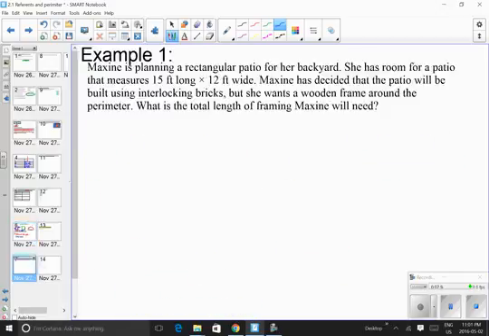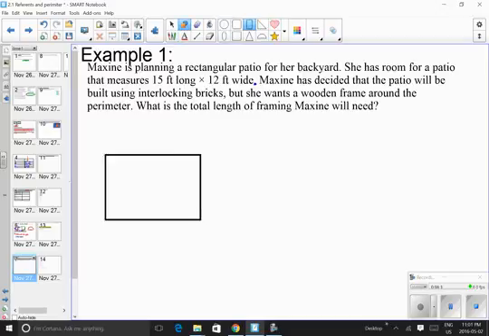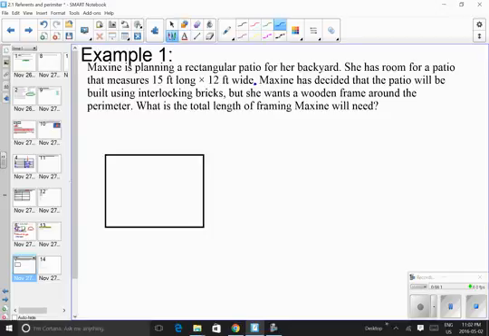All right, example number 1. Maxine is planning a rectangular patio for her backyard. She has room for a patio that measures 15 feet long by 12 feet wide. Let's just stop there and draw this patio real quick. So she said it is a rectangle, and it is 15 feet long by 12 feet wide.